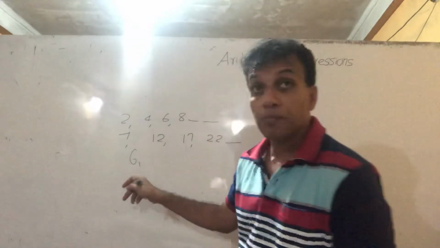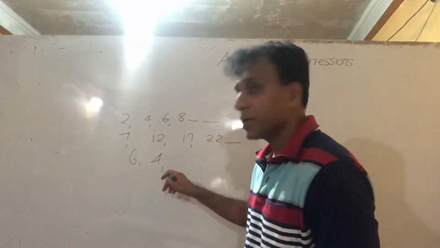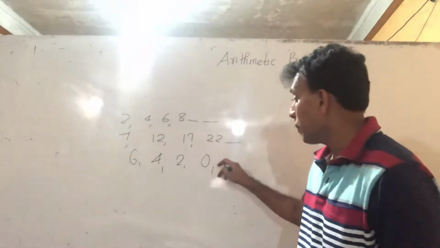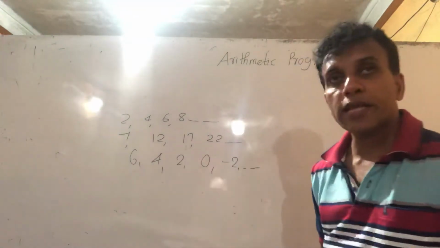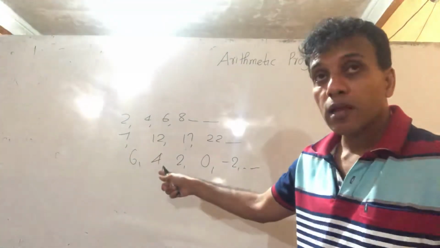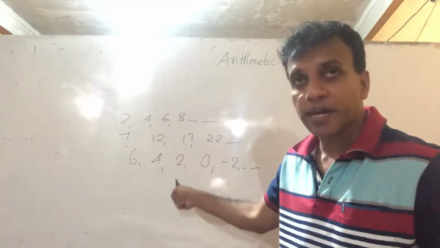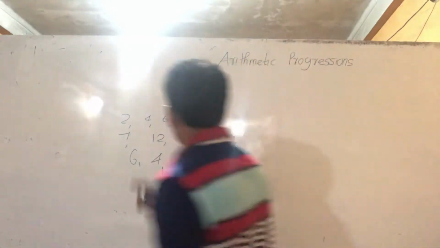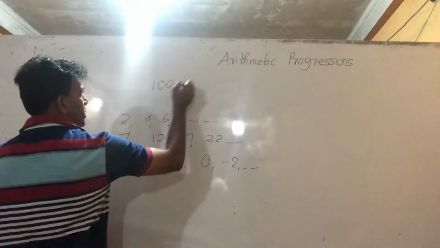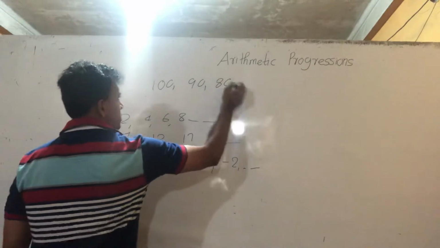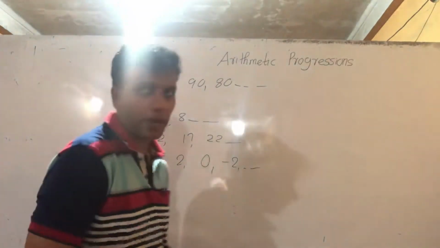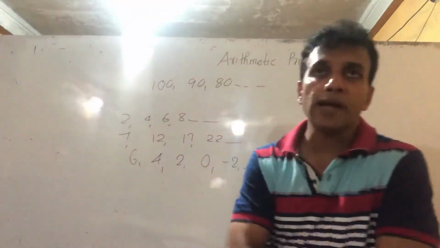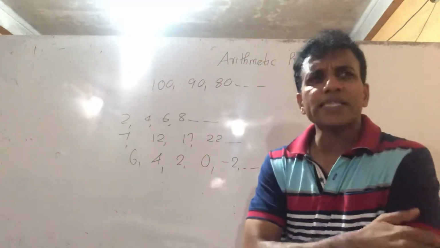6, subtract 2, 4, subtract 2, 2, subtract 2, 0, subtract 2, minus 2. That is also an arithmetic series, added by minus 2, adding by minus 2 or subtracting 2. Arithmetic series, right? 100, 90, 80, arithmetic series. So I showed examples. If a pattern increases by a common number, we call it an arithmetic series.